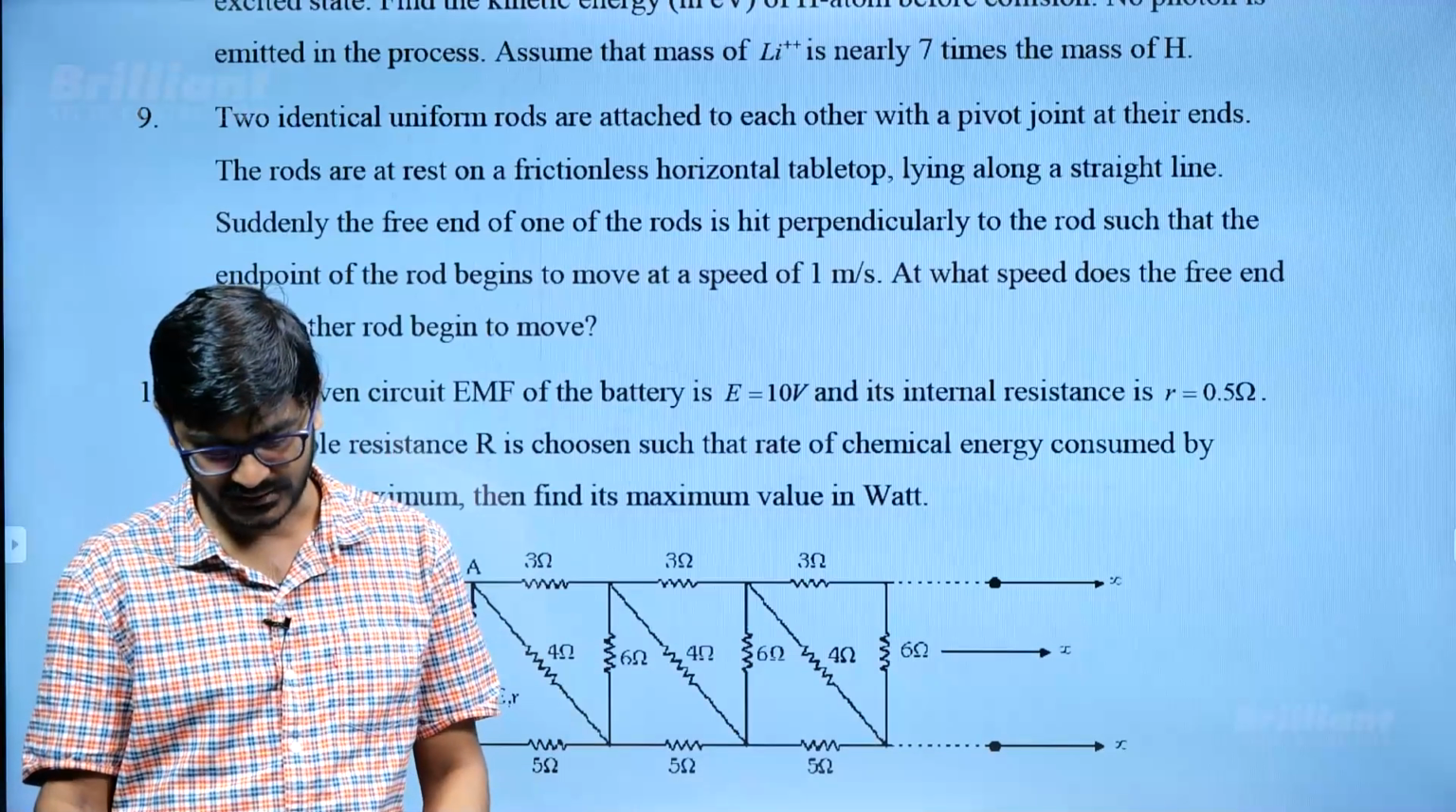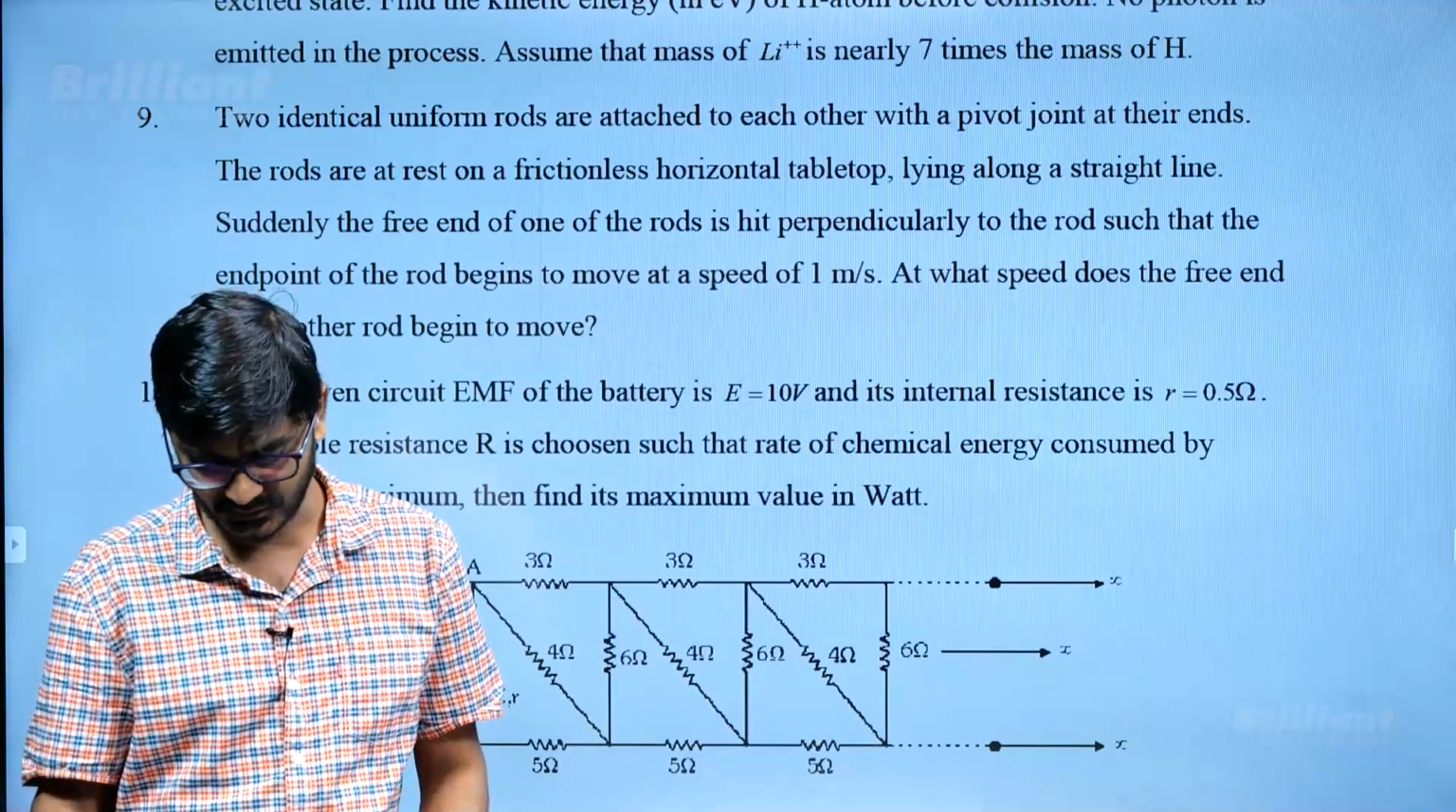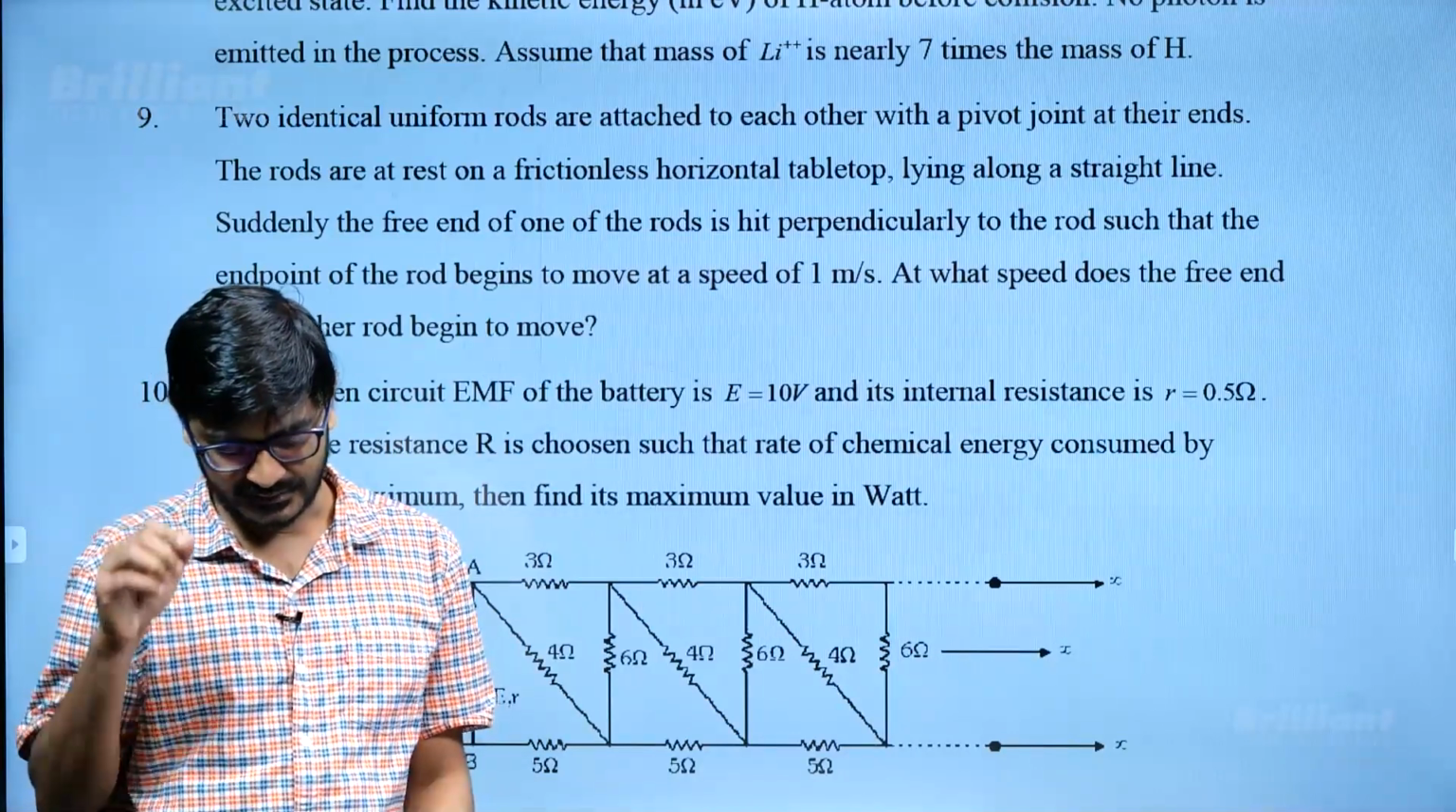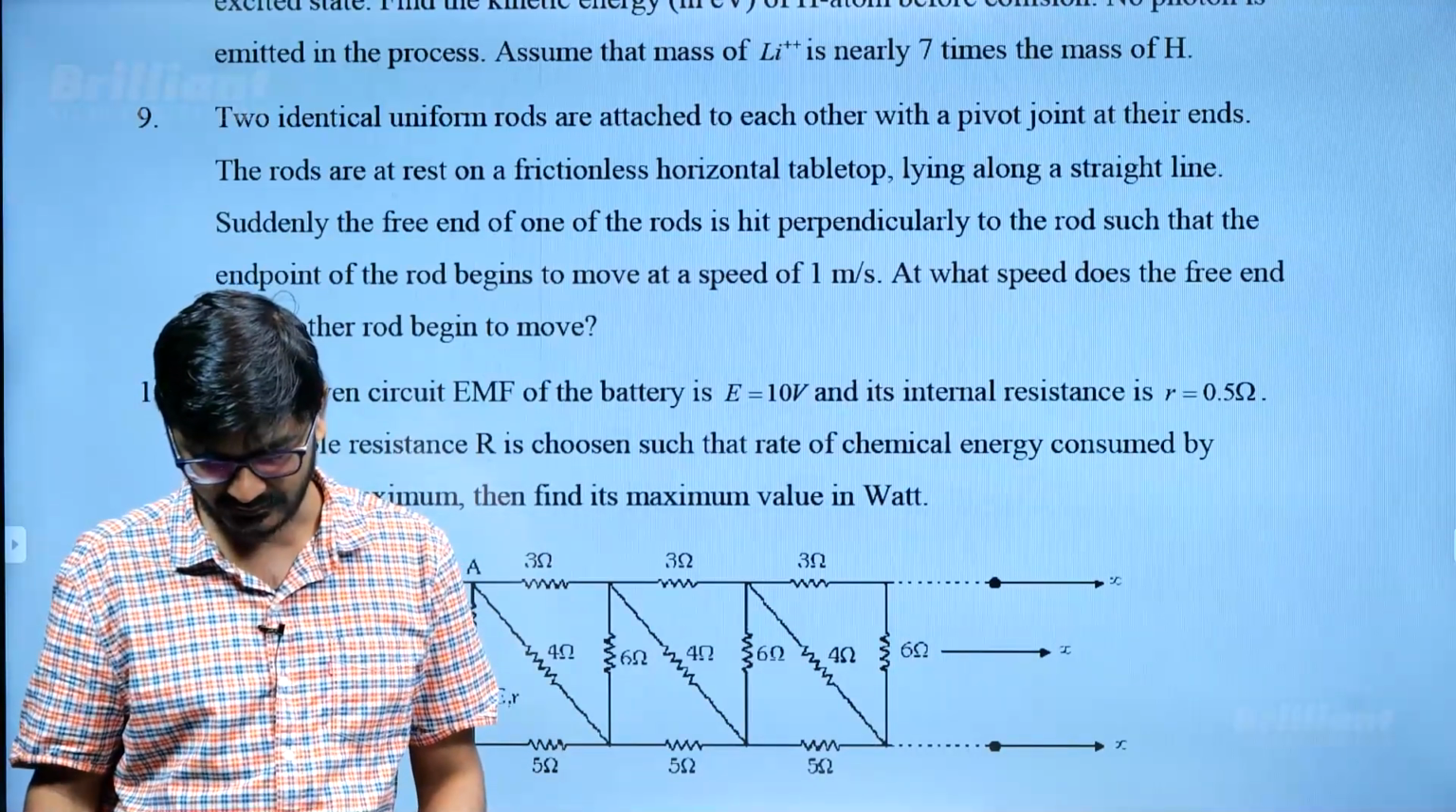Two identical uniform rods are attached to each other with a pivot joint at their ends. The rods are at rest on a frictionless horizontal top lying on a straight line.